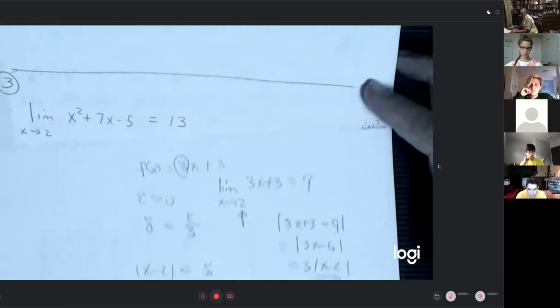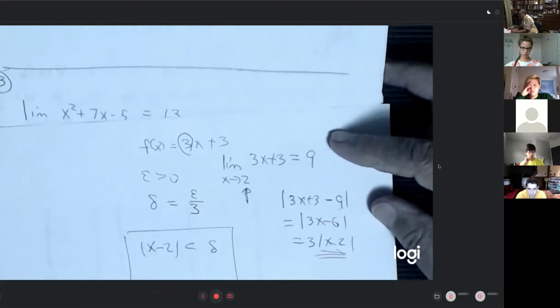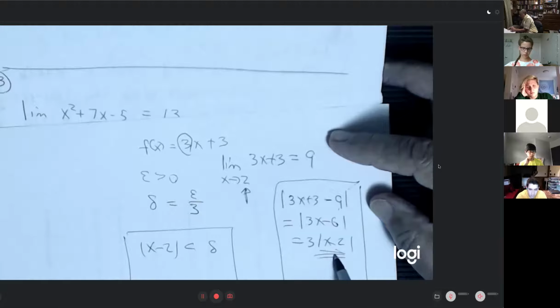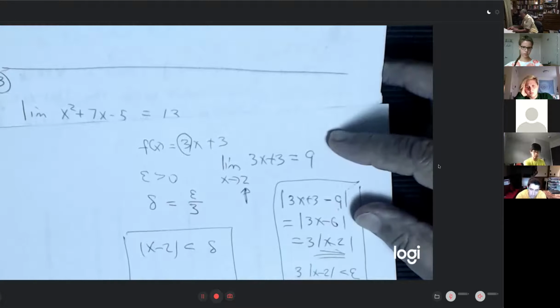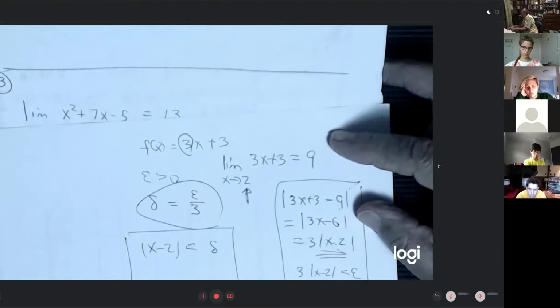You can't see that. This is what I'm going to have in my proof when I get to the proof. So I'm playing with the then part here. The then part tells me this. That's got to be less than epsilon. So what you do is you say, okay, when is 3 times x minus 2 less than epsilon? And the answer is when x minus 2 is less than epsilon over 3. So you make the delta epsilon over 3. So from playing with the then part, I can figure out what the delta is right here. Okay, let's go back here.